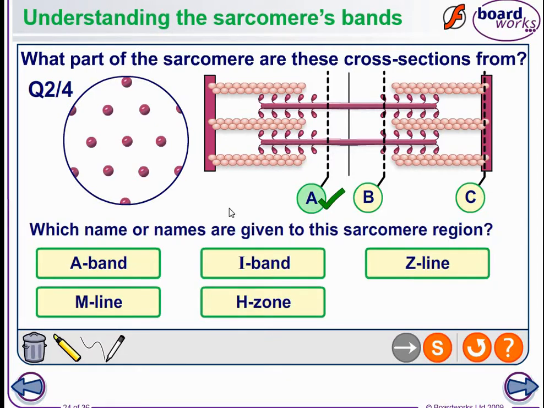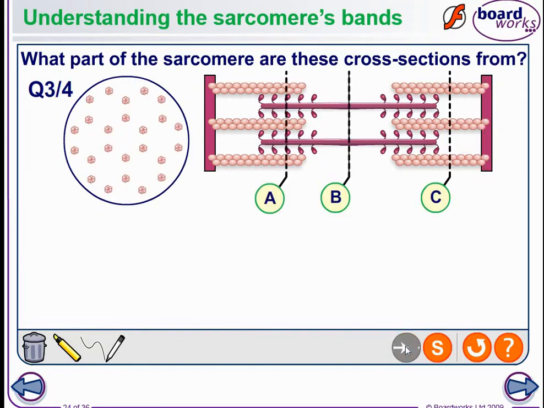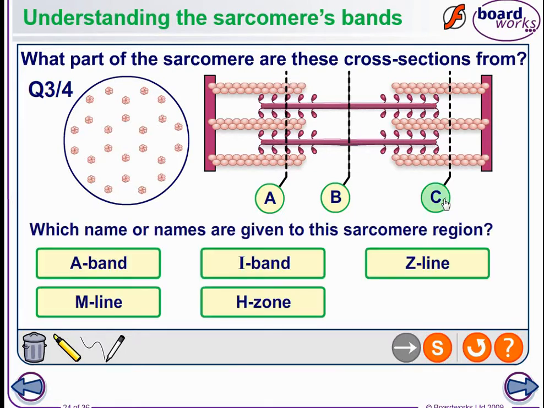Name given to this region. If you remember, we had the H zone, which is part of the A band. Yay, got it right. Number 3, we've just got actin, this thin one. So it's not going to be this, it's not going to be that, so it must be C. And if you remember, this region was referred to as the I band.